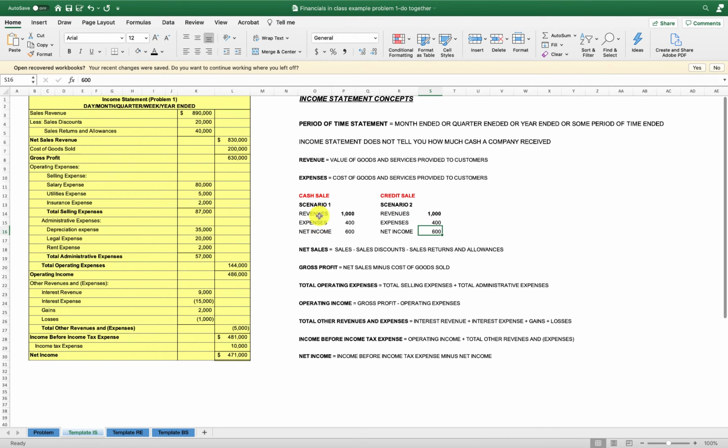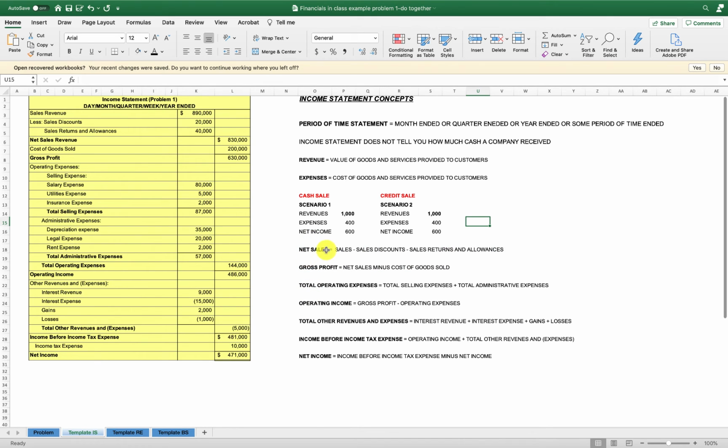So look at scenario one. In scenario one, I've actually got $1,000 of cash in the bank. In scenario two, I have nothing in the bank. But my income statement for scenario one and scenario two looks exactly the same. In scenario one, where I received cash, I've got $1,000 in revenue and $600 in net income. In scenario two, where I did not receive any cash, I've got $1,000 in revenue and $600 in net income. So as I said, the income statement does not tell you how much cash a company received. The income statement just tells you the value of the goods and services provided to customers and the cost of those goods and services provided to customers, and you want the revenues to be higher than the expenses to determine profit.